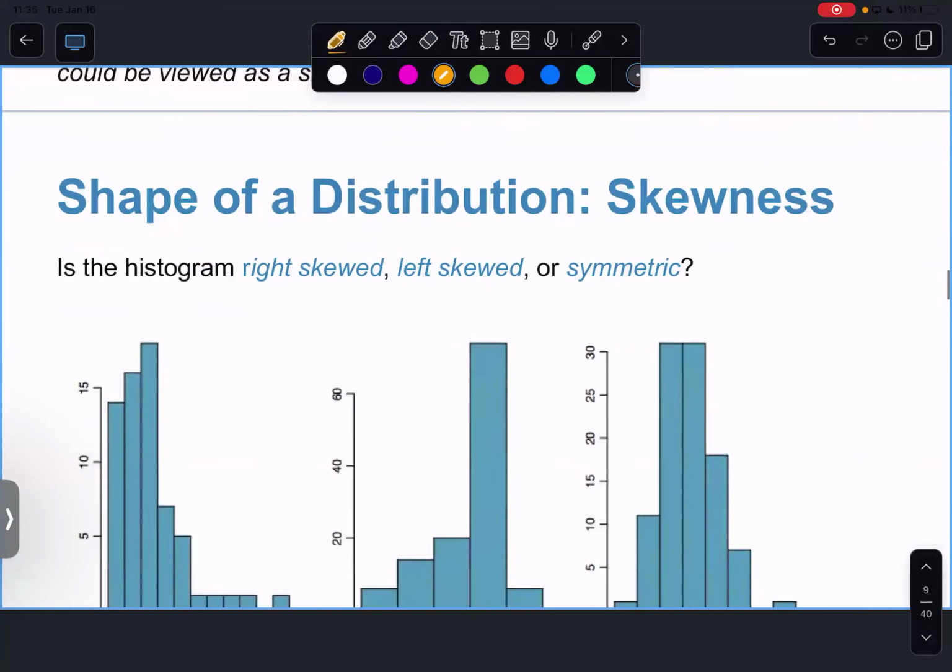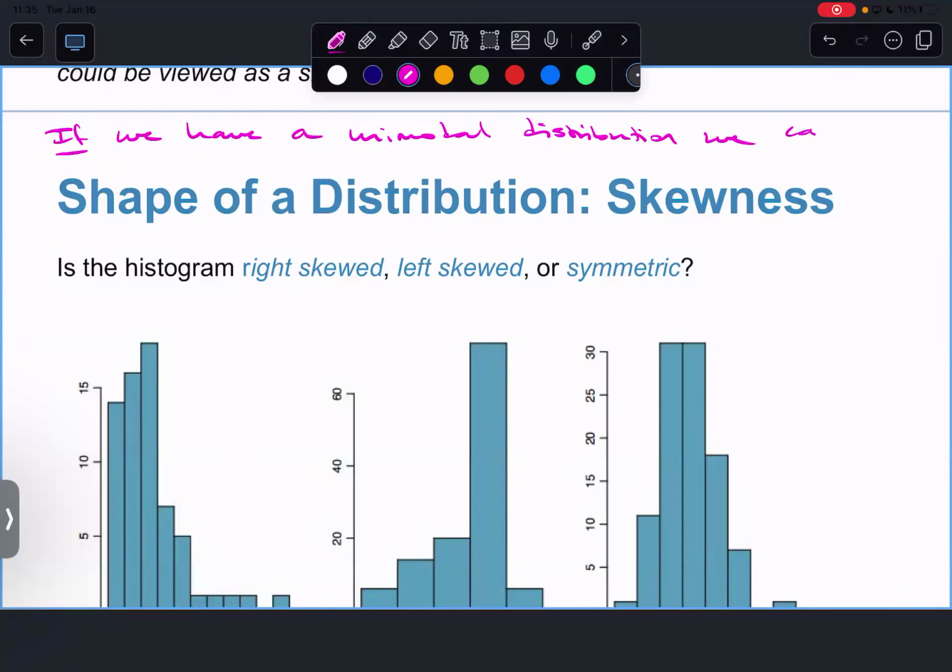Now, if you have a unimodal distribution, which I just told you we're usually going to have, we can discuss the skew.